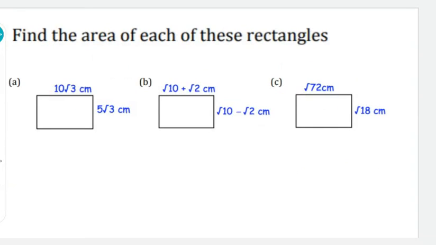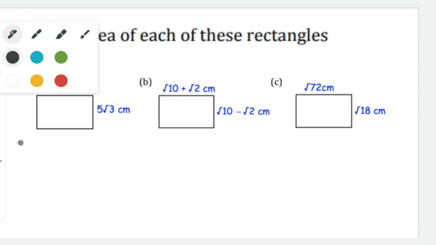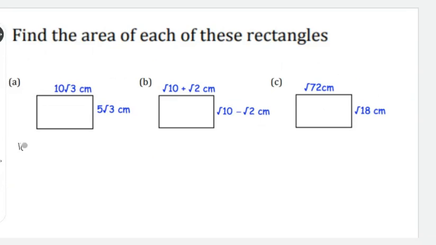Actually, before we get to that one, how would you work out the area of these rectangles on slide 7? You would multiply, for the first one, 10 root 3 times 5 root 3. Yep. And we've got to be very careful how we do this one. How do we approach that? We would do 10 times 5, root 3, which is 50 root 3.